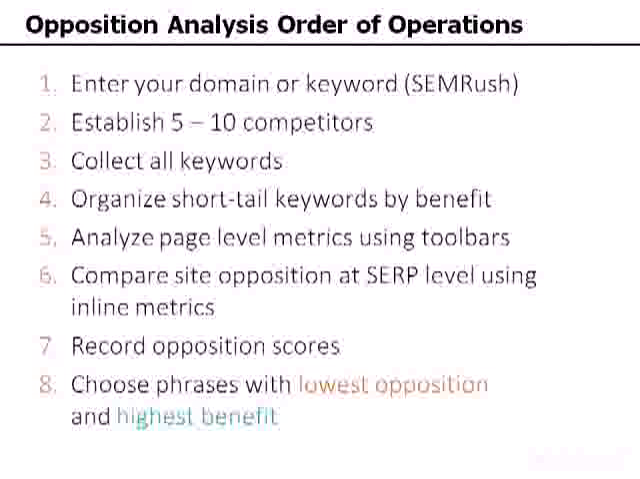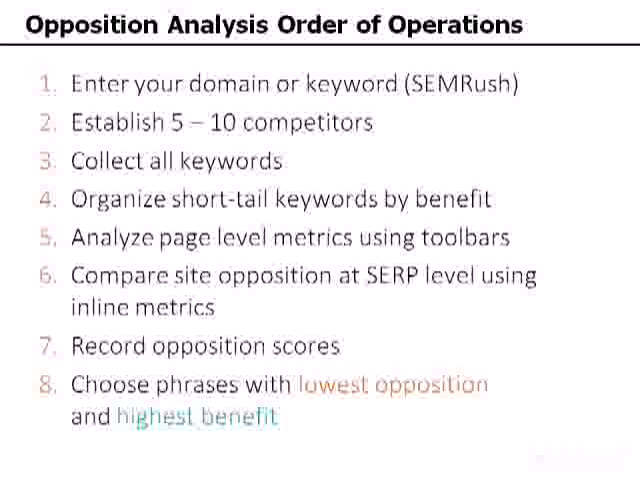So let's get right into it, with the order of operations for KOB analysis. We're going to start with entering your domain or keywords, establishing some competitors, 5 to 10 competitors, getting as many keywords as we possibly can. We say a minimum of a couple hundred, but I like to see tens of thousands if possible. And organize those by short tail, keywords by benefit.